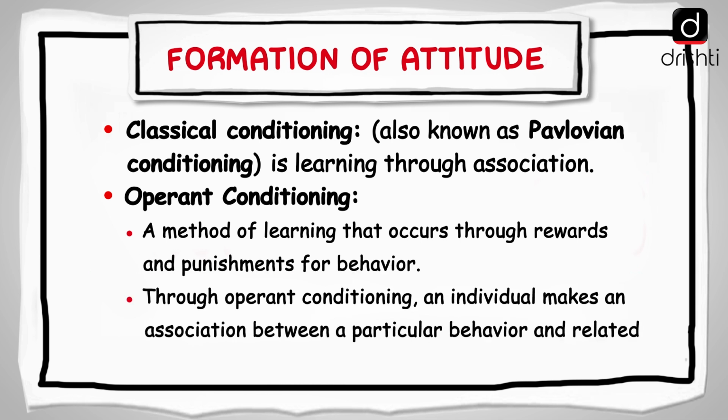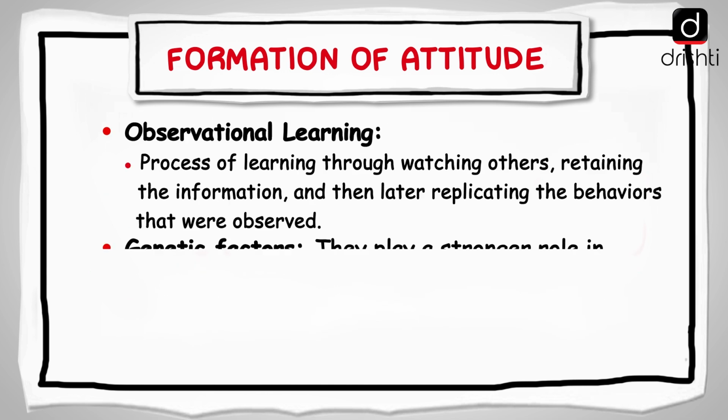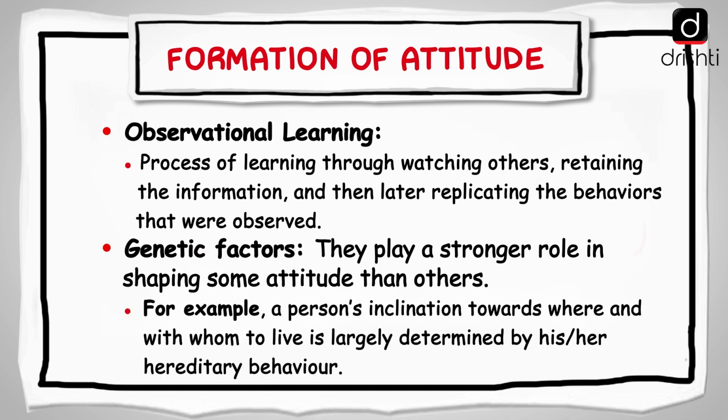In simple terms, two stimuli are linked together to produce a new learned response in a person or animal. Operant conditioning, a method of learning that occurs through rewards and punishments for behavior. Through operant conditioning, an individual makes an association between a particular behavior and its related consequences. Observational learning, process of learning through watching others, retaining the information, and then later replicating the behaviors that were observed.